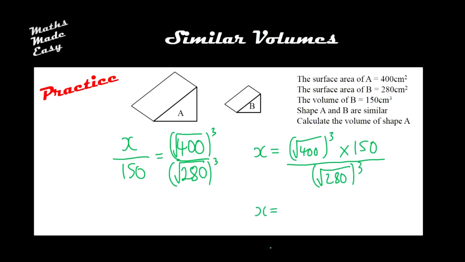Now if you manage to type all of that into your calculator, you should get 256.1, and that will be rounded to 1 decimal place, and the units for volume, centimeters cubed. Well done if you got that. That was a very tricky question. That concludes this video on similar volumes.